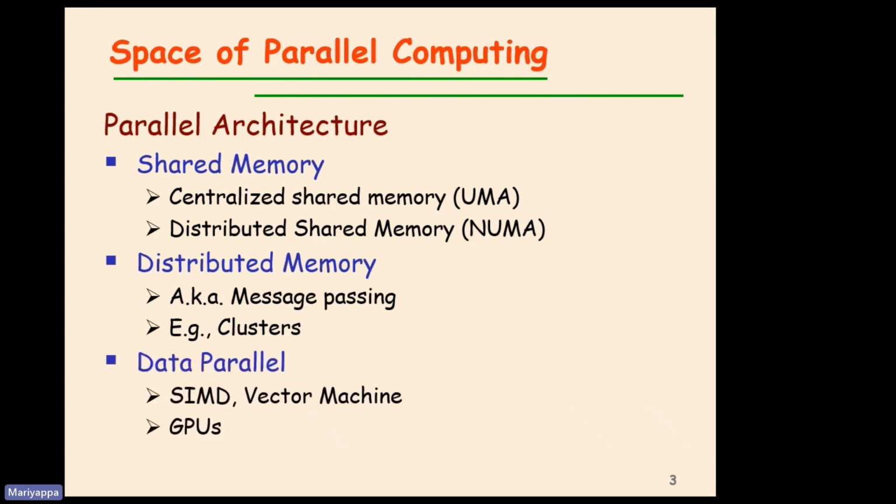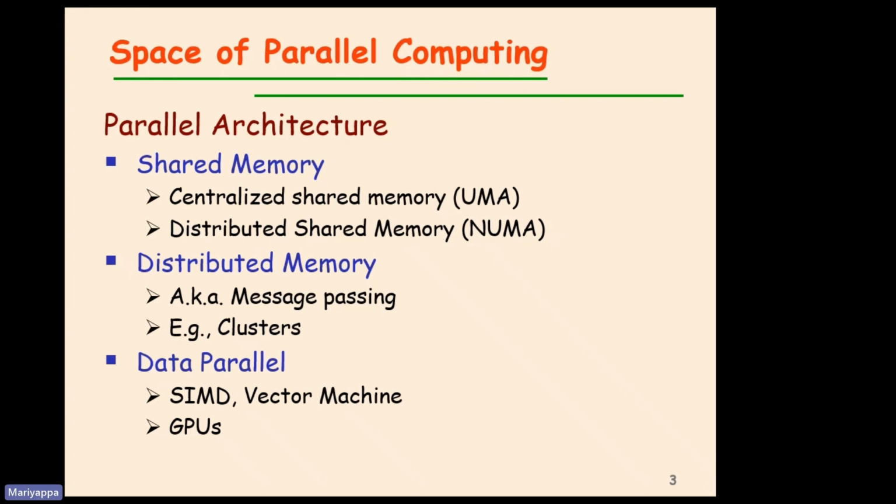The third class of architectures is what we call data parallel architectures. In the olden days, these were array processors or SIMD machines, and also what are called vector machines. These are different classes of machines, and there are some subtle differences between them. We group all of them as data parallel. In the modern context, accelerators like GPUs also fit into the same category as data parallel architectures.